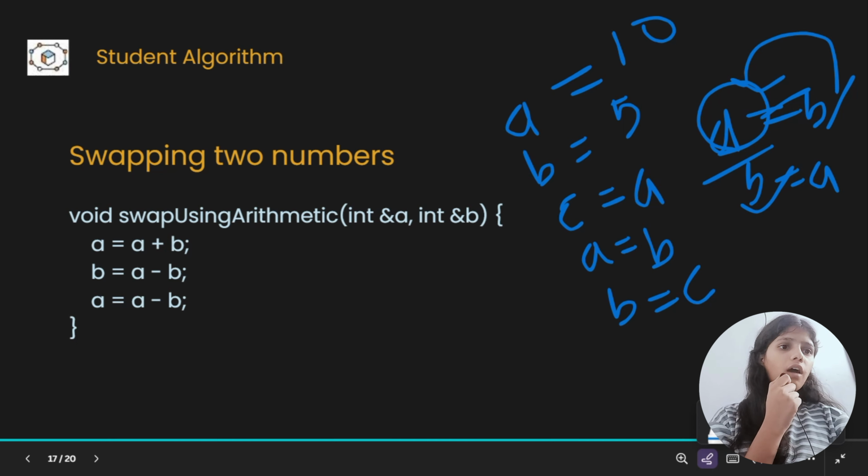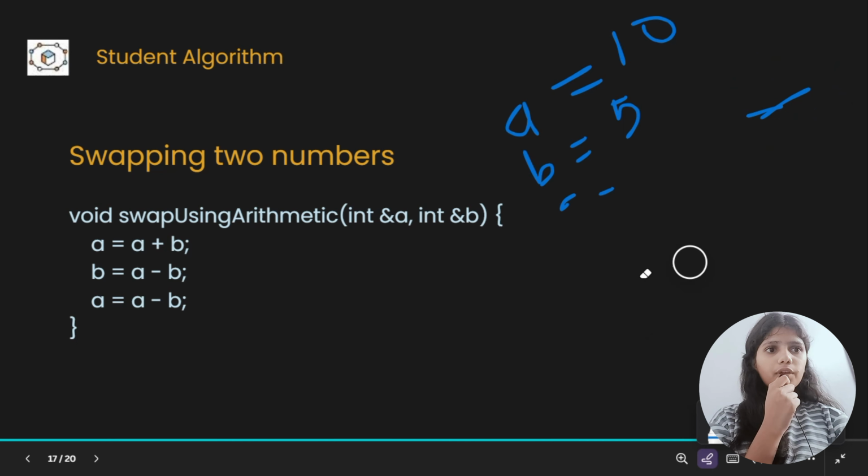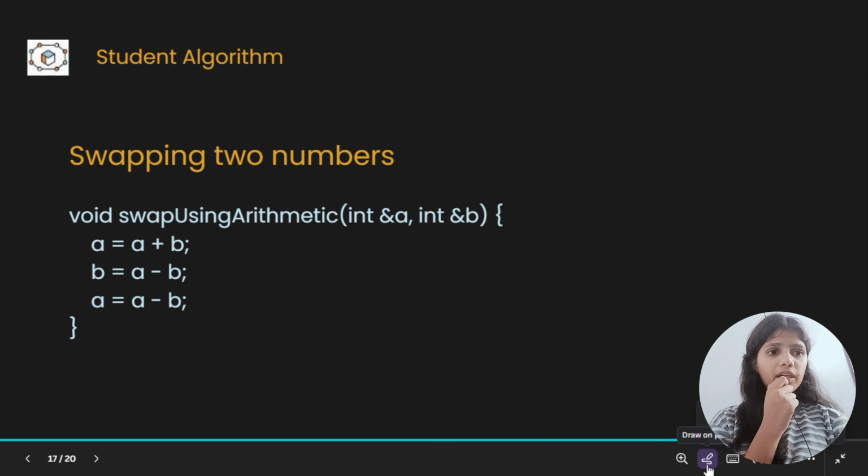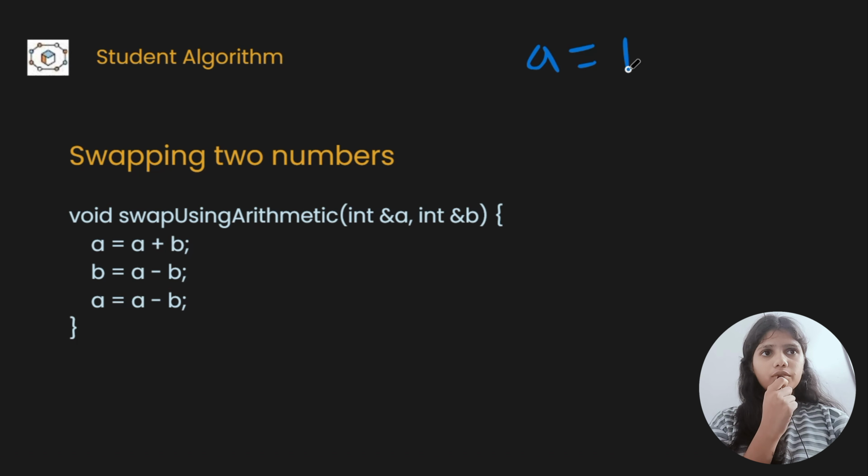So now, without any temporary variable, how are we swapping the numbers? Let's see. Suppose we have a equals 10 and b equals 5. What I'm trying to do is take a equals 10 plus 5. I'm adding both.